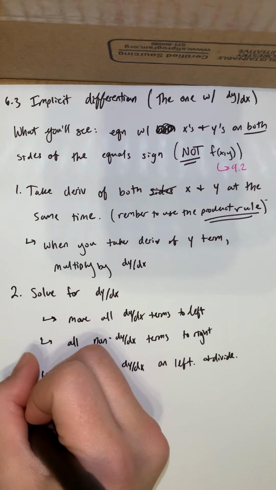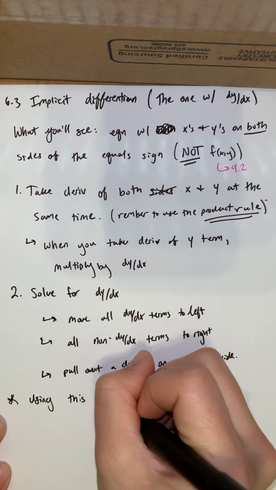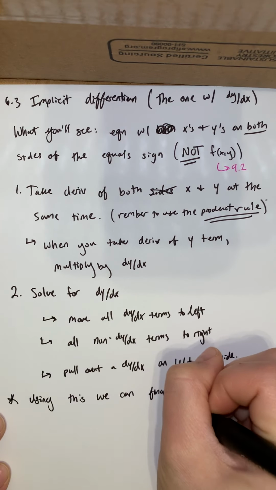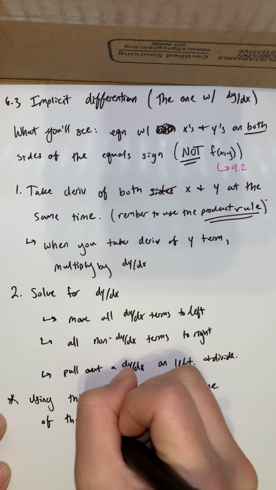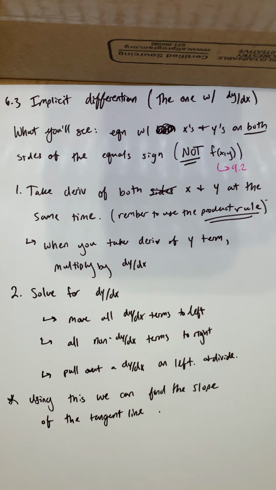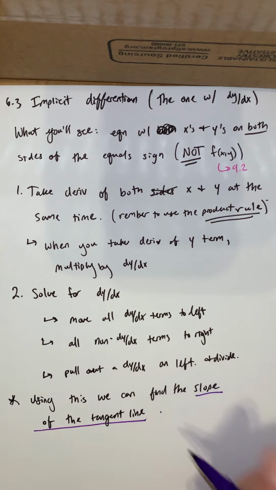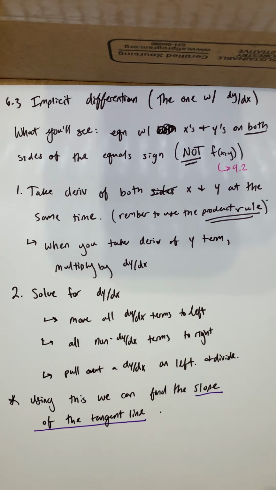And then one of the main things that we did here was that using this, we can find the slope of the tangent line. This is a big, important idea that has come up on every single exam. I've said it once, I'll say it again. It would behoove you to understand how to find the equation of a tangent line. dy dx is going to be the slope of that line, and then we just need a point.